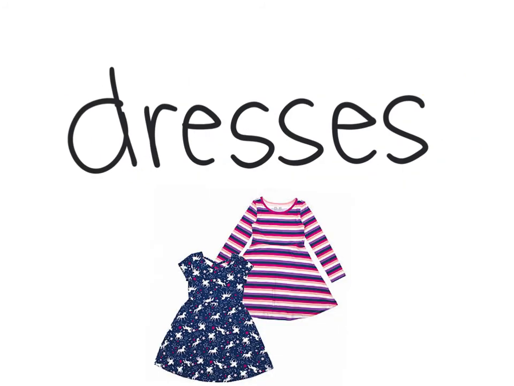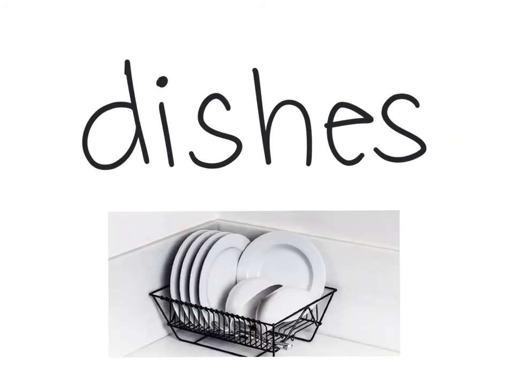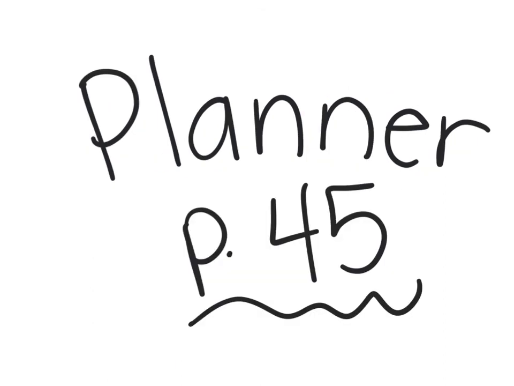Dresses. Dresses. If we have just one dress that ends in S, that's part of our rule. We have to add ES to make it a plural word. If we have more than one, dresses. And last, dishes. Dishes. Now, if you only have to wash one, that would be dish. But to make it plural, if you have to wash more than one, you would add ES for dishes. All right, that's the end of our list this week for our plural words.